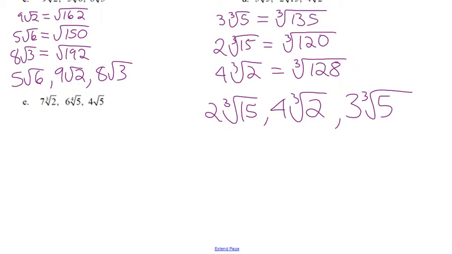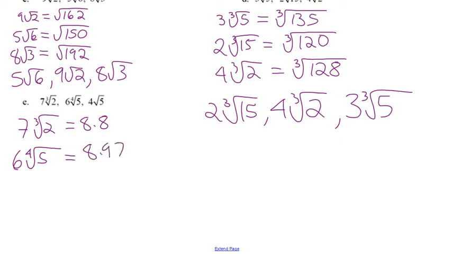So what is 7 times the cube root of 2? How much? 8.8. Okay, what is 6 times the 4th root of 5? 8.97. Nice, these are close. And what's 4 root 5? 8.94. Okay, so what's the order?